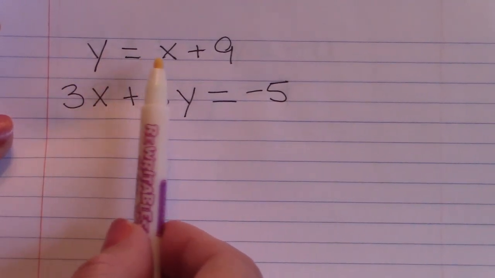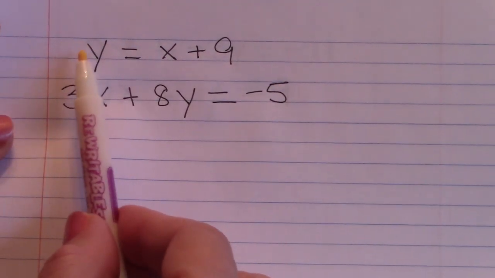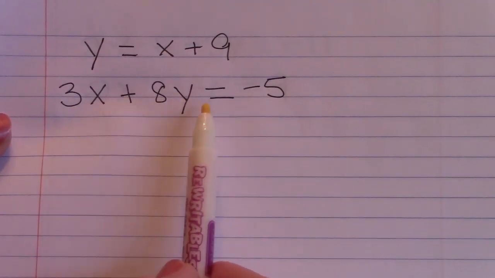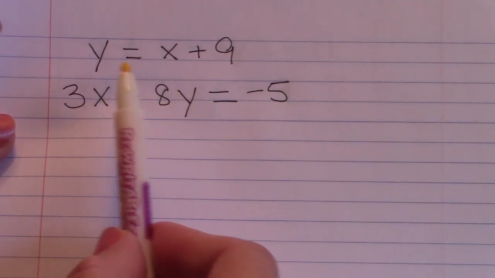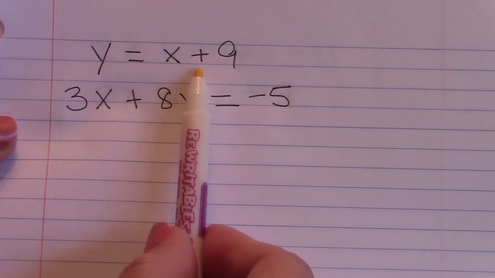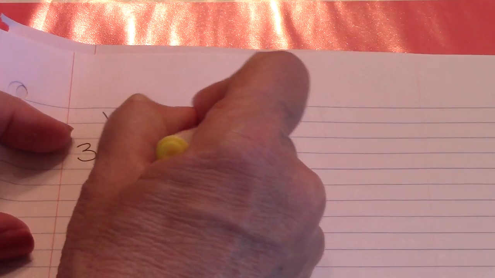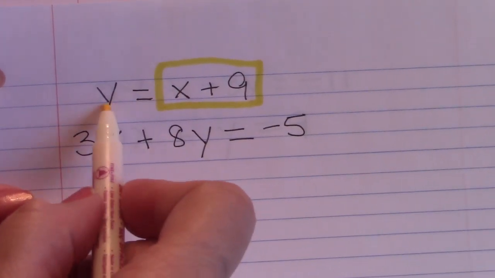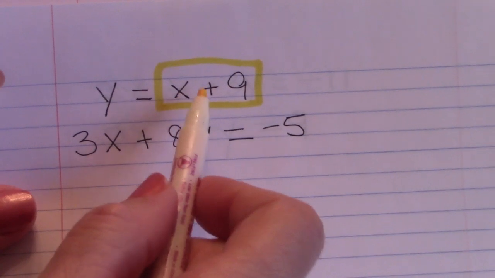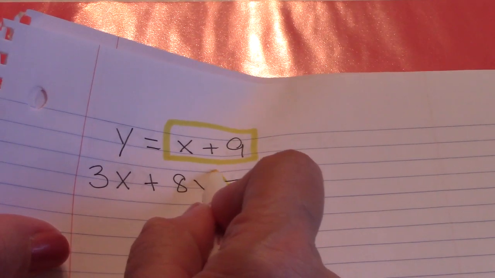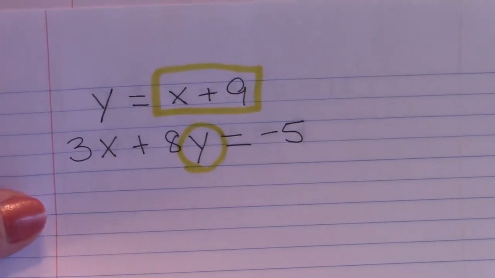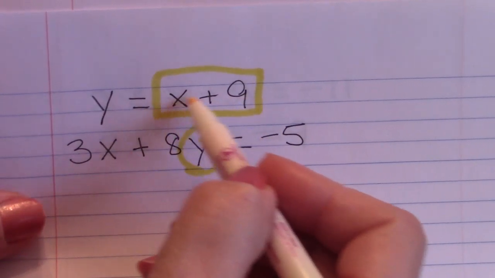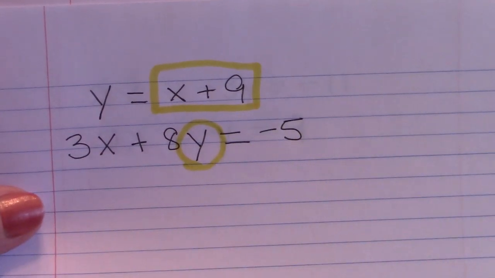So I have y equals x plus 9. Y is isolated all by itself on one side. And then I have 3x plus 8y equals a negative 5. I know y equals x plus 9. So what I'm going to do is I'm going to say, since I know y equals x plus 9, I'm going to substitute that in for y on the second equation.